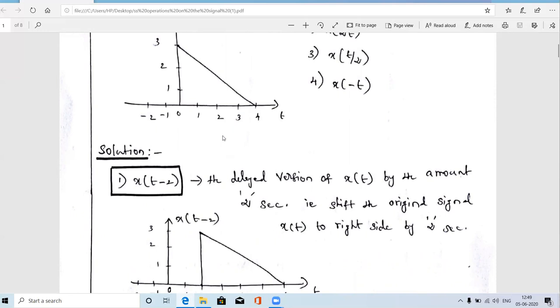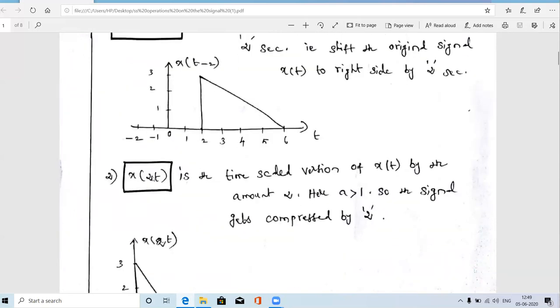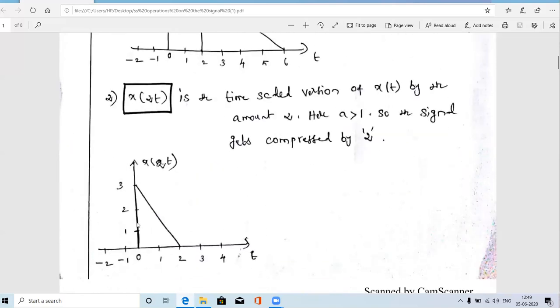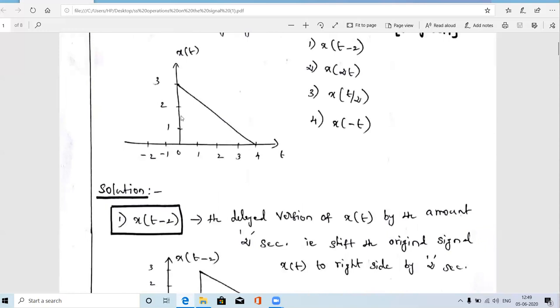So that width 4 gets divided by this amount. What is the amount of a? a is 2. So the total width 4 is divided by 2. 4 divided by 2, what is the answer? It's 2 seconds. That's why we get a signal with width 0 to 2. What is the width of the signal? 2 seconds.